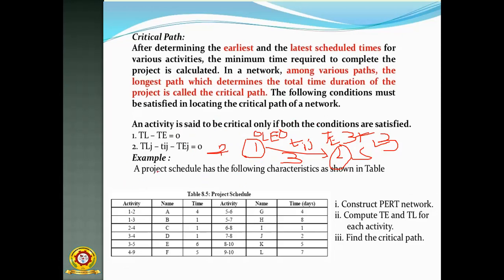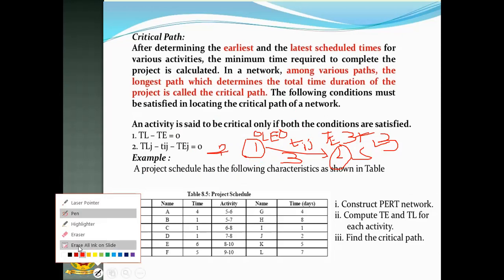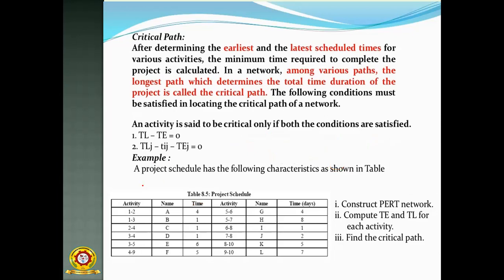Now a project schedule, I have to see an example. These are the activities, given in two lines: 1 to 2, 1 to 3, 2 to 4, 3 to 4, 3 to 5, 4 to 9, 5 to 6, 5 to 7, 6 to 8, 7 to 8, 8 to 10, 9 to 10. They are also giving the time duration for each and every activity. So 1 to 2, its name is A.